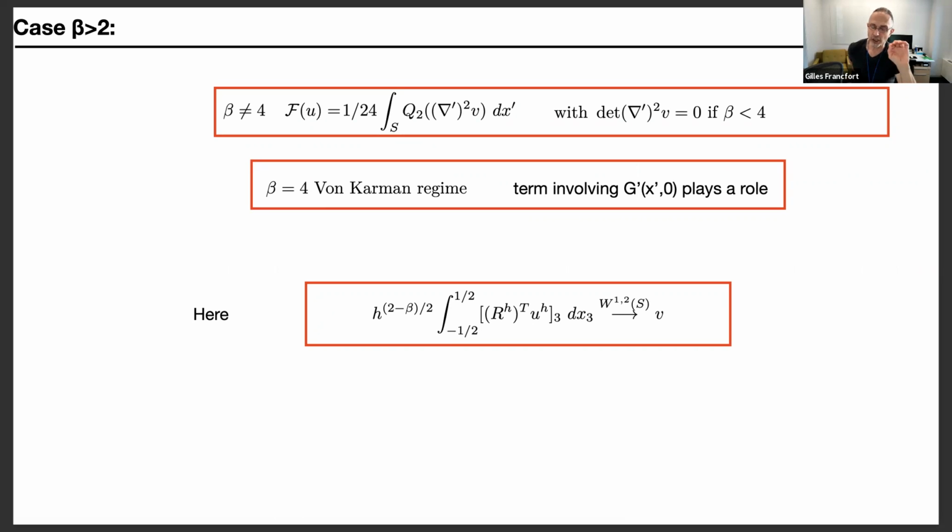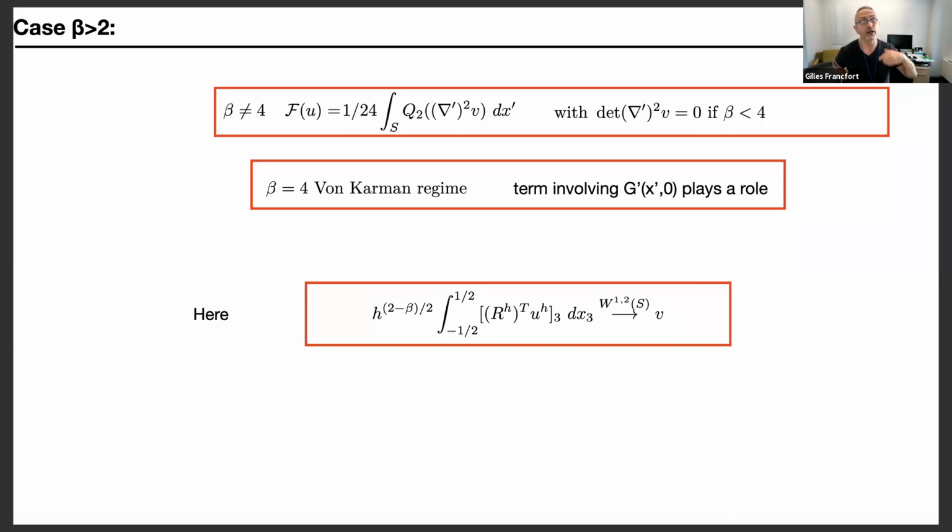And for reasons which are a little bit more complicated, which I cannot explain here, it so happens that when beta is less than 4, you need to impose an additional constraint, which is that the determinant of the Hessian of V is 0. For beta equals 4, that's the only case where you cannot drop in this gamma limit inequality a zeroth order term.